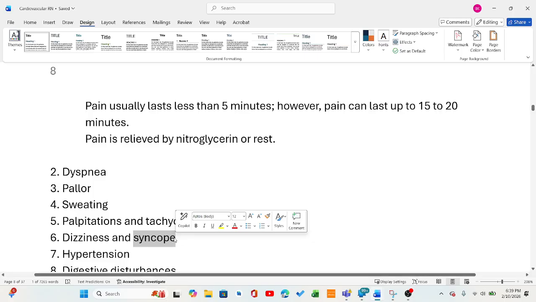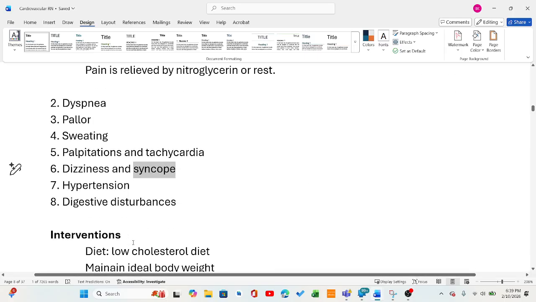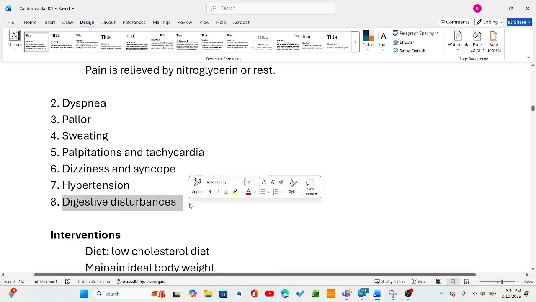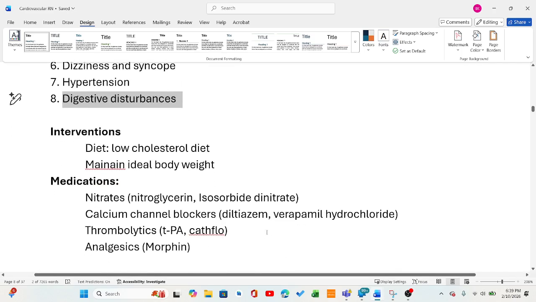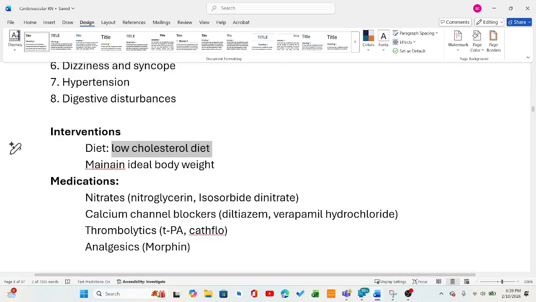All right. So let's talk about hypertension. Blood pressure can go up and also it can cause GI disturbances. So what do we do? What are some of the things that we can do to help this patient? Intervention. Now, we need to make sure that the patient is put on a low cholesterol diet. Anything that we did talk about in coronary artery disease can be used to help a patient with angina. The interventions are the same for all the cardiac problems.